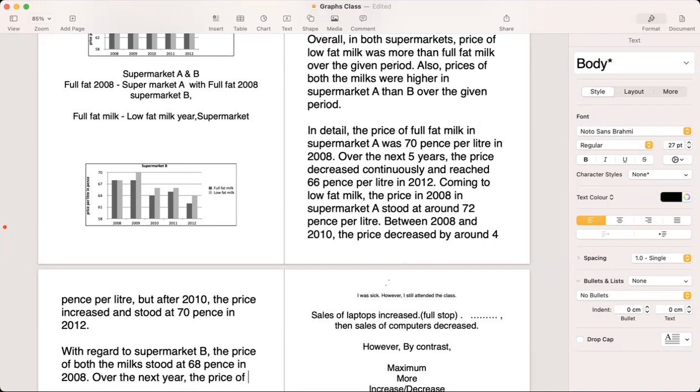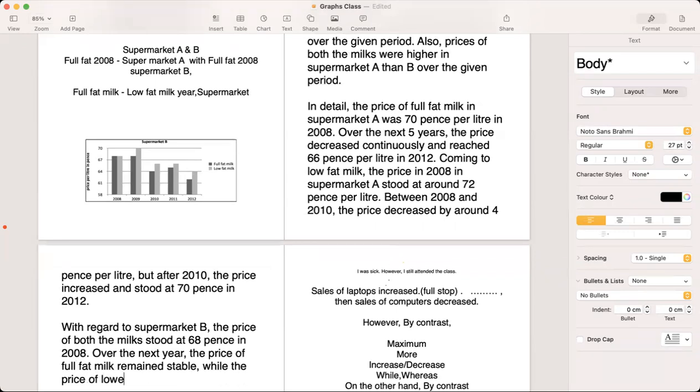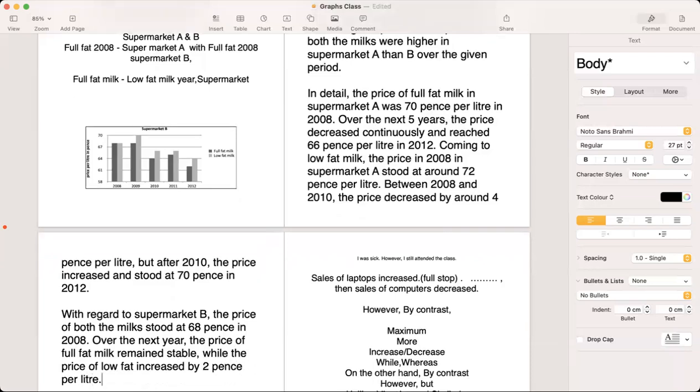The price of full fat milk remained stable while the price of low fat increased by 2 pence per liter. Is this much clear? अगले साल तक फुल फैट की प्राइस स्टेबल रही, while the price of low fat increased by 2 pence.